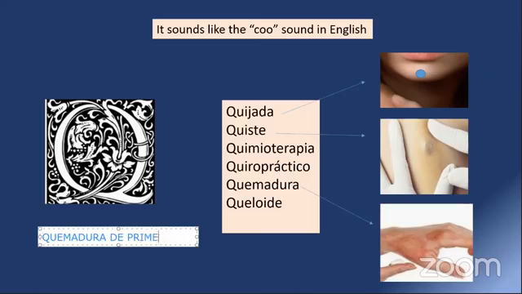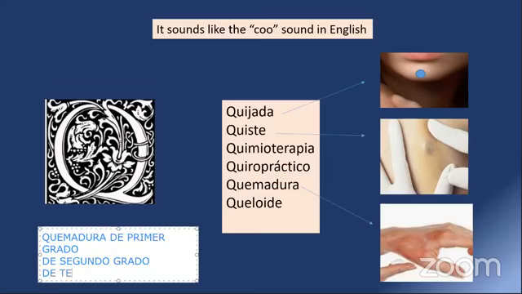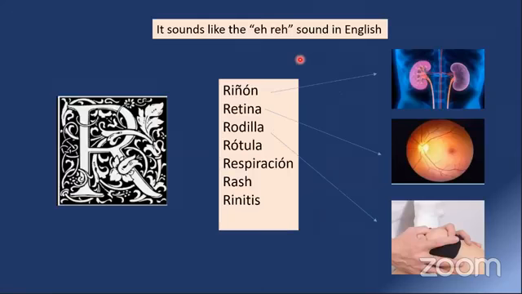Let me grab my pen and I'm going to say quemadura de primer grado, first degree burn. Quemadura de segundo grado, second degree burn. Quemadura de tercer grado. Okay, first degree, second degree, and third degree. Let me delete all this. Let's go to the letter R, la letra R.